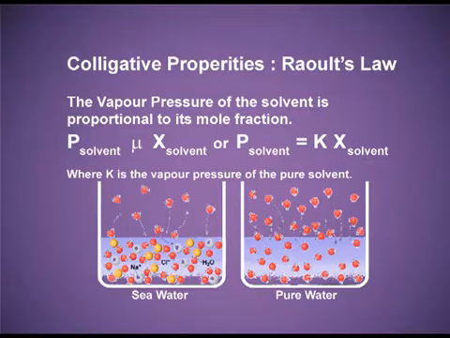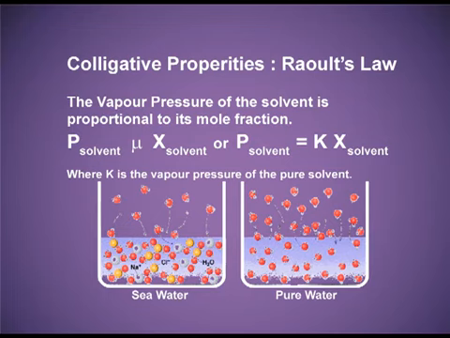Just see this picture. In picture A, you can see sea water, and sea water has many salts. You can see the red balls, these are water molecules, and the yellow and white balls are some salts. Due to these salts, the water molecules are in lesser number on the surface and they get little chance to escape. So, in the vapor state, the number of water molecules is less.